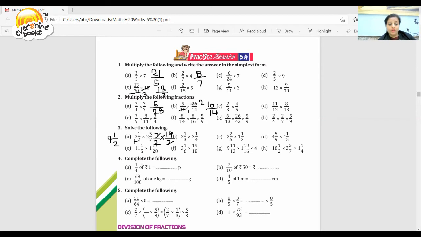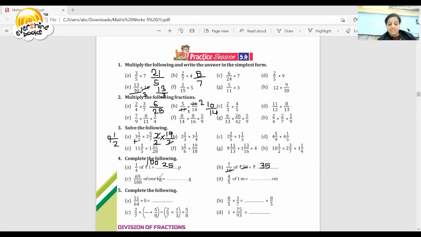Now, 1 upon 4 of 1 rupee. What you have to do is you have to make it 100, because the answer is asked in paisa. It will be 25. 100 divided by 4, you will get 25. Okay. 7 upon 8 of 50, you will divide it, then 35 will be the answer. 7 fives are 35 will be the answer.